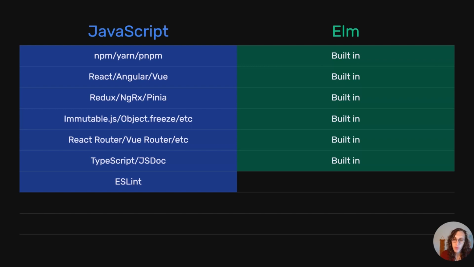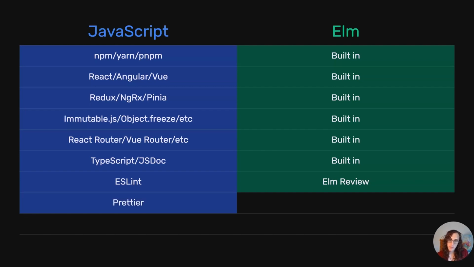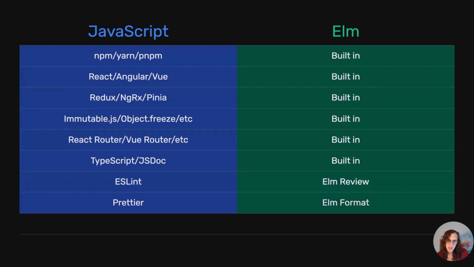In JavaScript, if you're wanting to lint your code, you can reach for ESLint. But in Elm, that's not built in, but there is elm-review, which allows you to do the same thing, and it's fully written in Elm, and you fully customize it in Elm, which is a wonderful experience. In JavaScript, if you're wanting to format your code, you might reach for something like Prettier, but again, in Elm, it's not built in in this case, but there is elm-format.